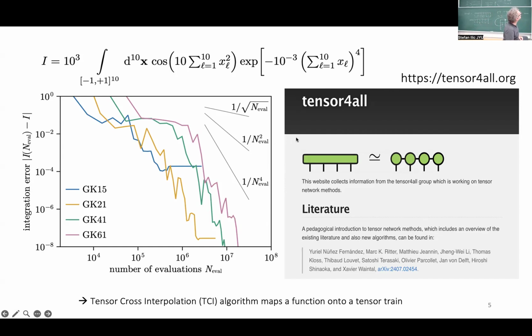And so if you want to try it, there is this website. You can actually try TCI. It's open source. It's in Julia, Python, and C++.